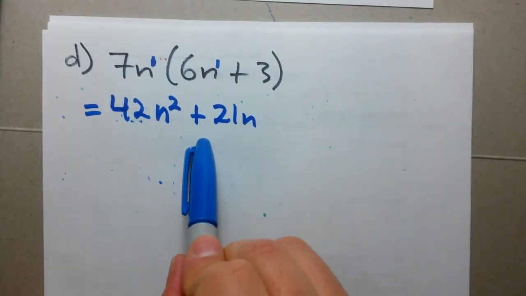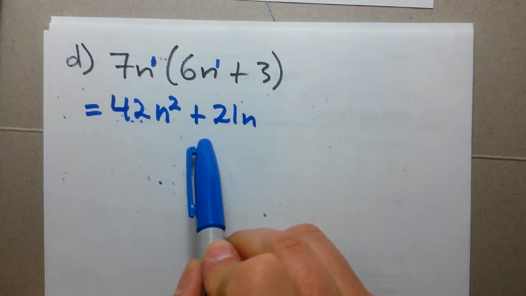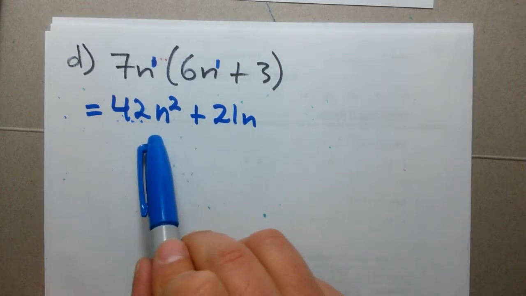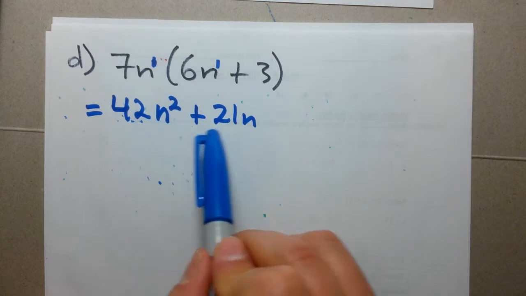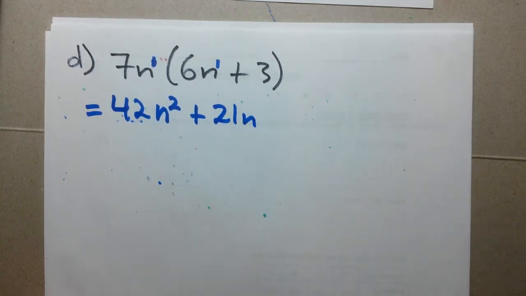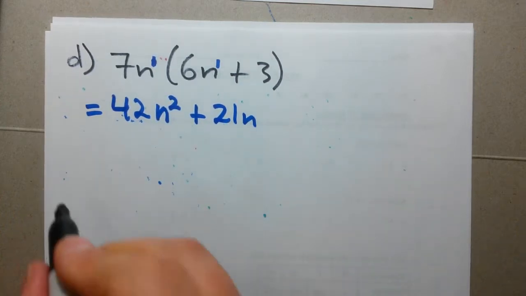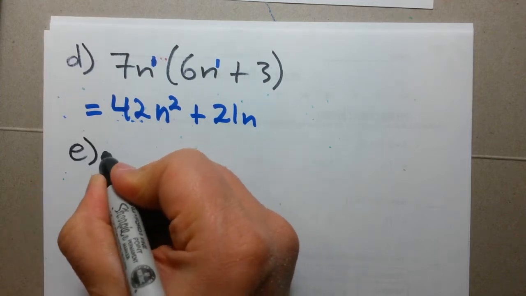Can we further simplify this? No. Can we collect like terms? No. Right? No, because even though they have the same variable, they do not have the same exponent. And let's look at one more example.